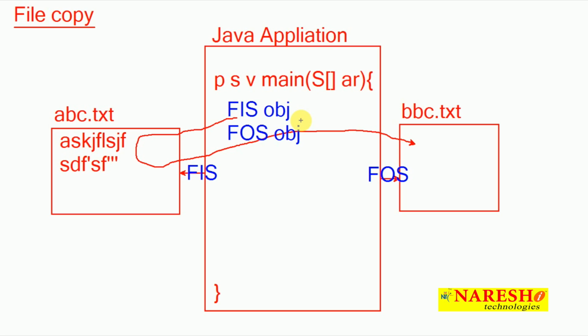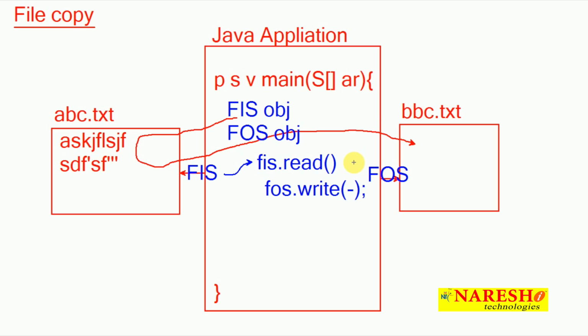After two connections are ready, using this FIS, I must read data. Tell me, what is the method to read data? FIS.read method. Whatever the byte reading by read method, that byte I must pass to FOS.write method. Okay. So, now simple steps, totally there are 4 steps. In copying data from one file to another file, we have simply 4 steps. What are the 4 steps?